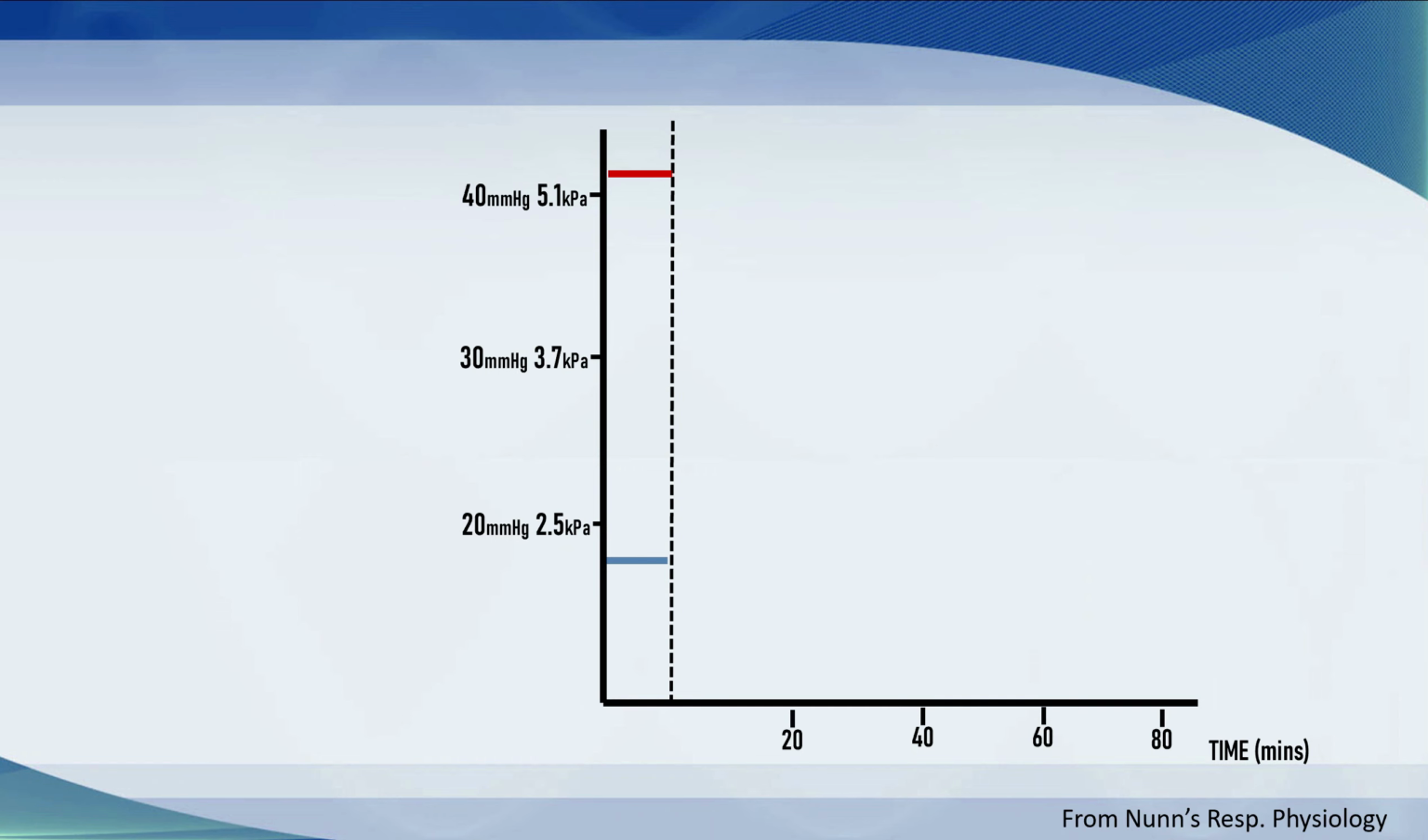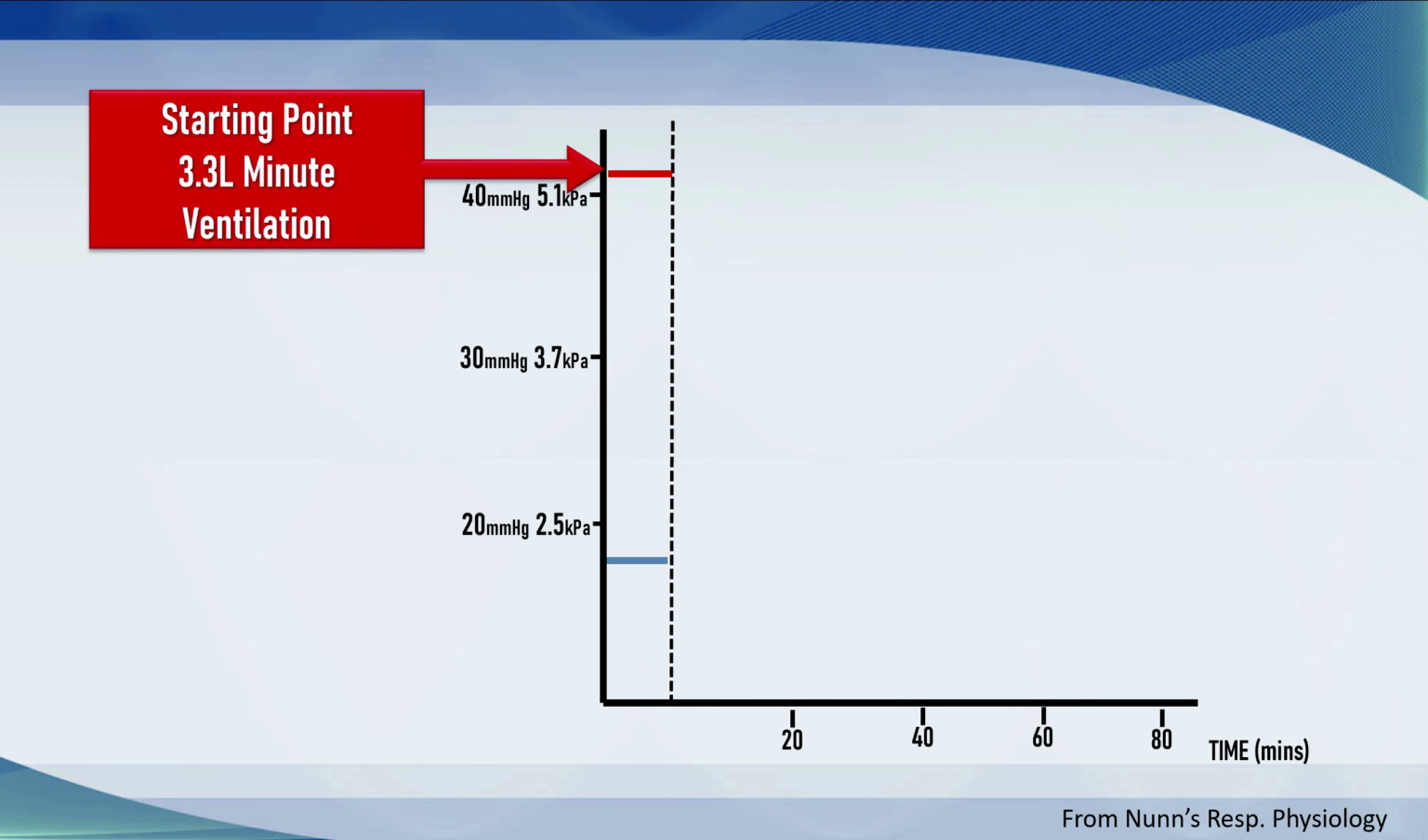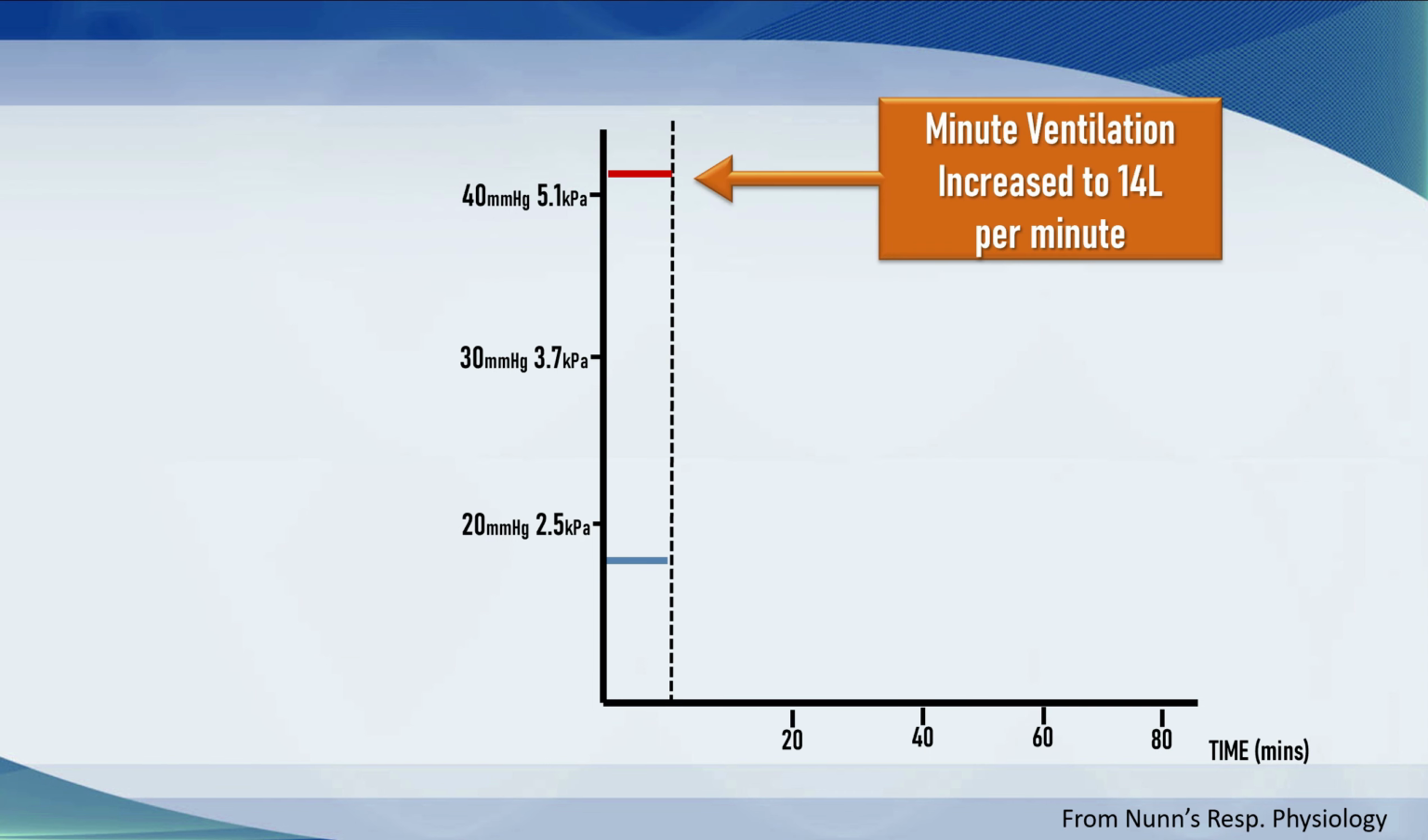Now that we know about total CO2, one must understand that the partial pressure of carbon dioxide can change rapidly when there are changes in alveolar ventilation. In this model from Nunn's Respiratory Physiology, we can observe a patient who has a PaCO2 of 44 millimeters of mercury or 5.3 kilopascals and is receiving 3.3 liters of minute ventilation. Now watch what happens when the minute ventilation is increased to 14 liters. Look how quickly the PaCO2 drops down below 20 millimeters of mercury or 2.5 kilopascals, receiving that 14 liters of minute ventilation.